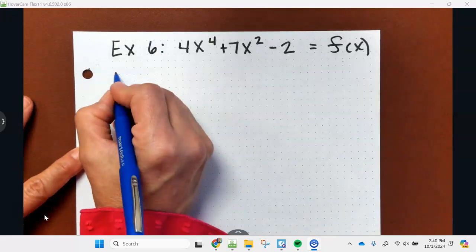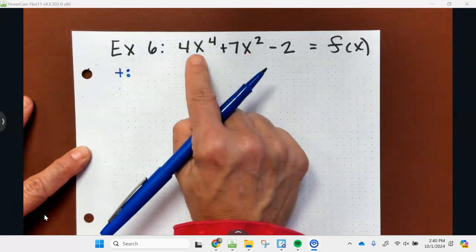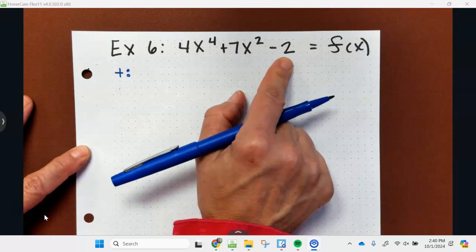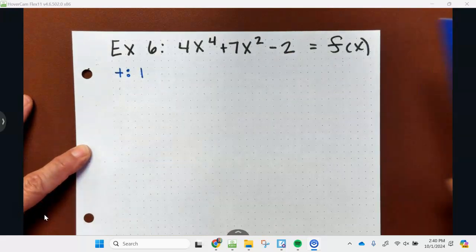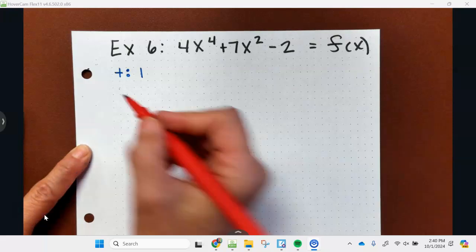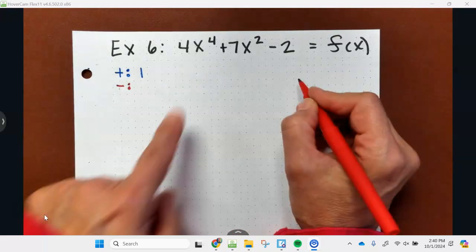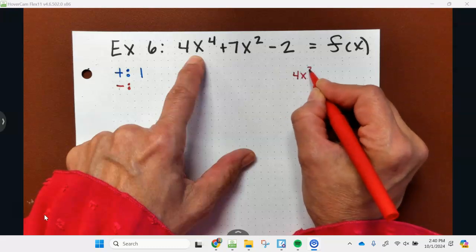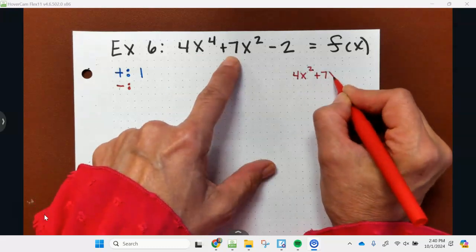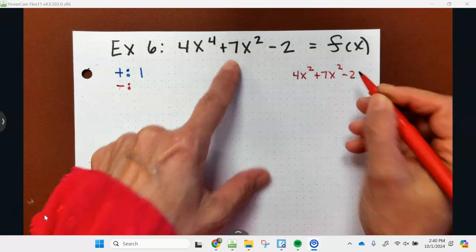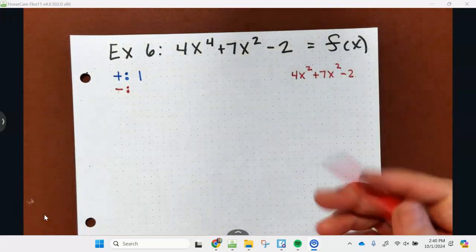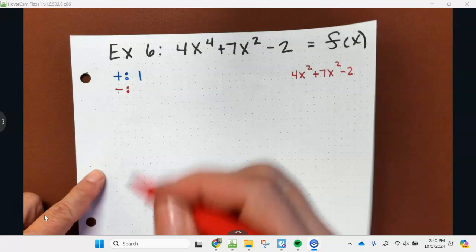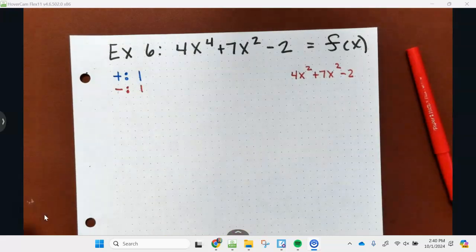For my positives, there's only one sign switch here, so it's only one. Let's analyze the negatives. So, y'all, when I plug in the negatives, nothing changes. It's still the same, so it's still just 1. So you're for sure going to have one positive and one negative.